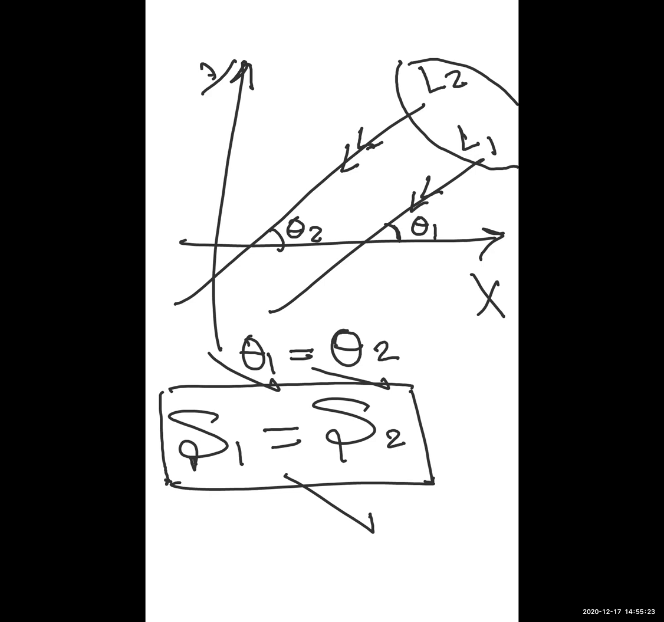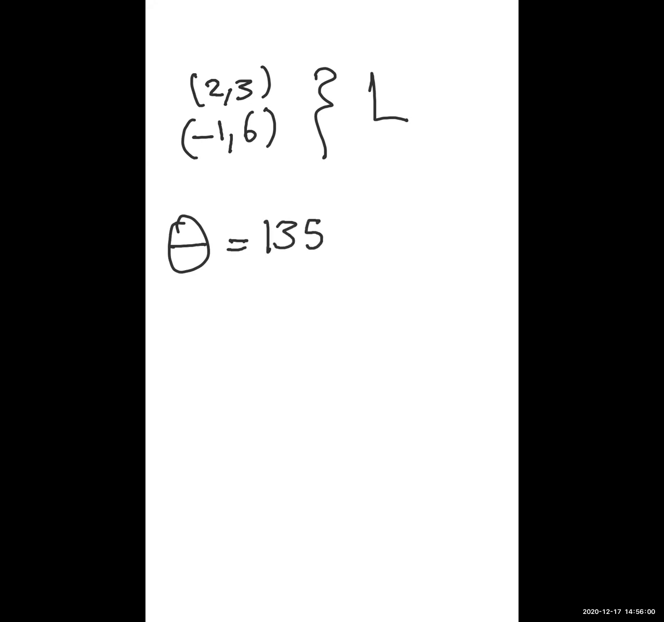So let's solve one example related to this point. Prove that the straight line which passes through the two points (2, 3) and (-1, 6) is parallel to the straight line that makes an angle theta equal to 135 degrees with the positive direction of the x-axis. This is the first line, and here is the second line. We want to prove that they are parallel.